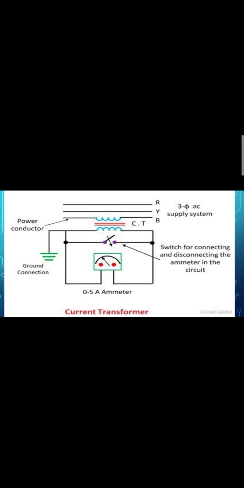This is the diagram of a three-phase AC supply system. As we can clearly see from the picture, there is an incoming current in the incoming three phases, that is red, yellow and blue, and in one phase we may connect a CT. You can easily see that on the secondary winding we can connect an ammeter which measures the required current.